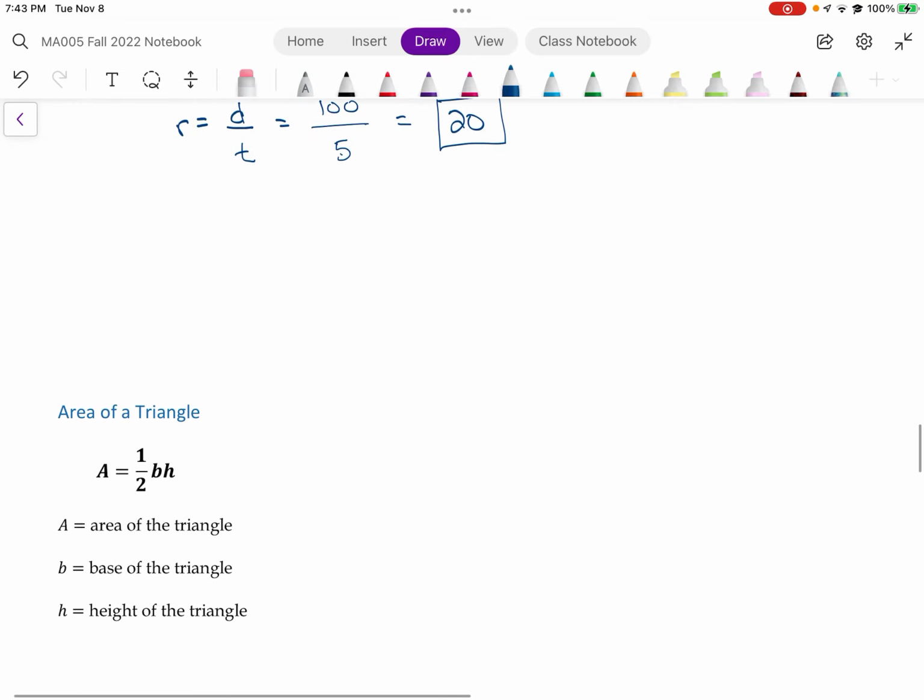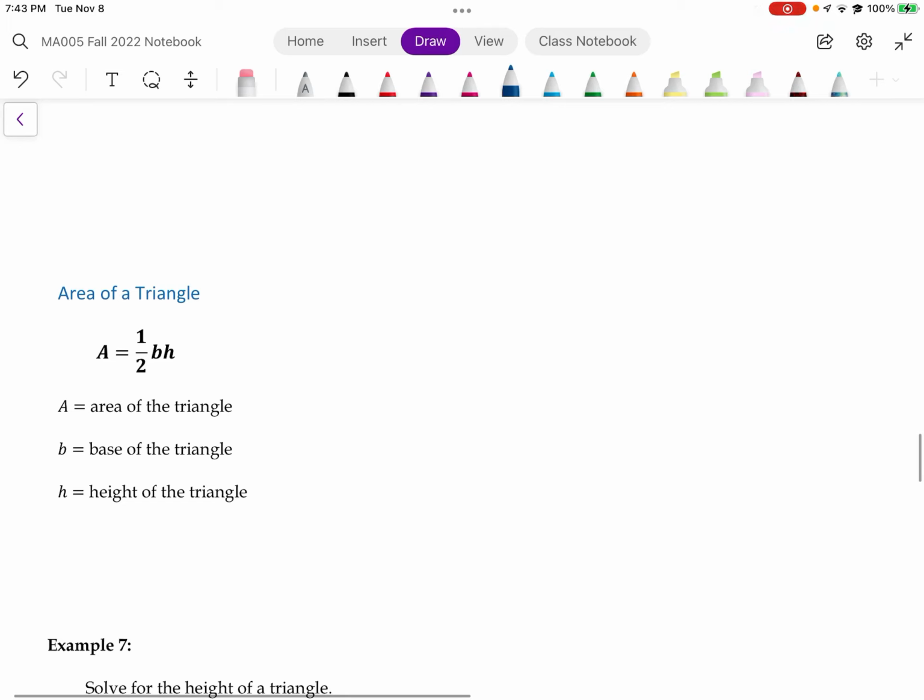Okay, so now we're going to look at the area of a triangle. This is a formula that you might want to commit to memory, but area is 1/2 base times height. The A is the area of the triangle, the B is the base of the triangle, and H is the height. So let me just show you what I mean. If we had a triangle that looks like this, this would be the B right here. The height would be from the top point down at a right angle.